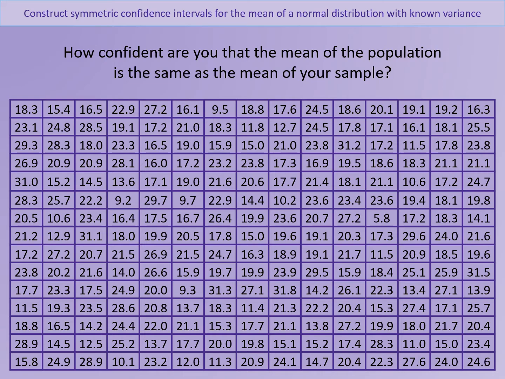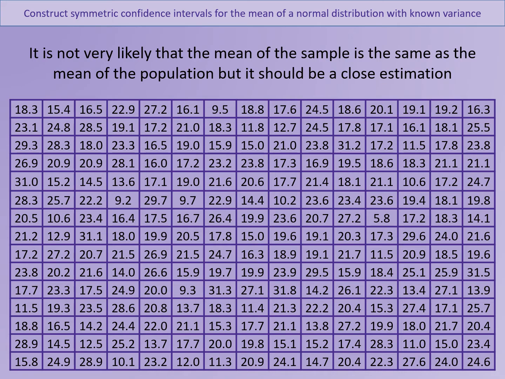Now that you have your mean of the sample of 6 dogs, how confident are you that the mean of the population, so the mean of all 225 dogs here, will be the same as your sample? Well, the chances of your sample having the exact same mean as the population is very unlikely, but it should give you quite a close approximation. It should be a good estimate of the population mean.